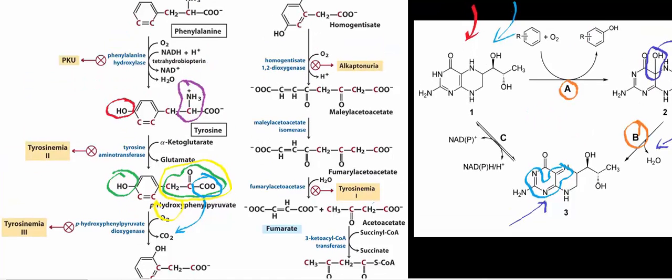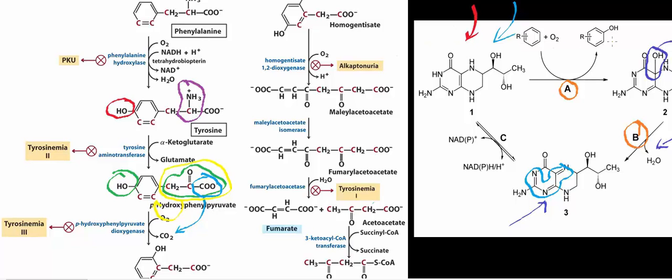Okay. Then homogentisate is going to get its aromatic ring completely cleaved apart. And this is catalyzed by homogentisate 1,2-dioxygenase. Okay? Again, it's a dioxygenase, so we should expect both atoms of oxygen to get incorporated into the molecule. And what we generate is something called maleylacetoacetate.